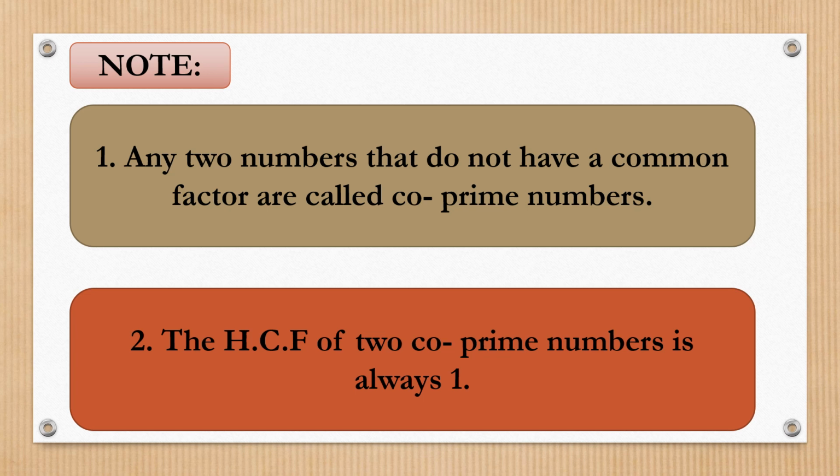So you should note the important points. The first one: any two numbers that do not have a common factor are called co-prime numbers. When you find the HCF of any two numbers, if you don't get any common factor, the numbers are called co-prime numbers. And the second point: the HCF of two co-prime numbers is always 1.